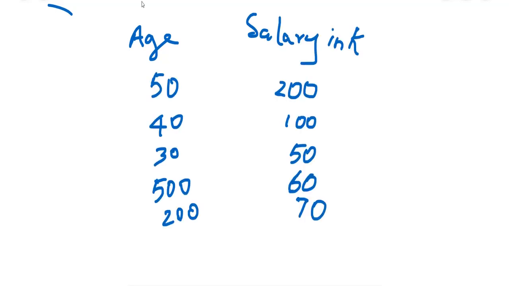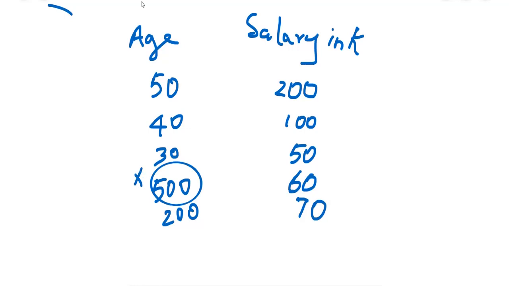For example, let's consider a data set with features age and salary. In this data set, we can find the features named age and salary, with various values. For age 50, the salary is 2 lakhs. For age 40, the salary is 1 lakh. For age 30, the salary is 50K. And suddenly you can find a value as age 500. Okay, so this is nothing but an outlier.